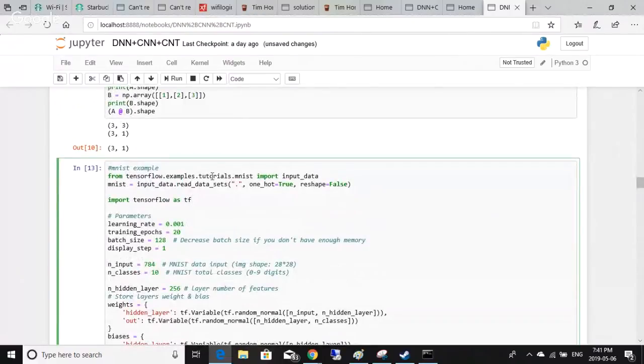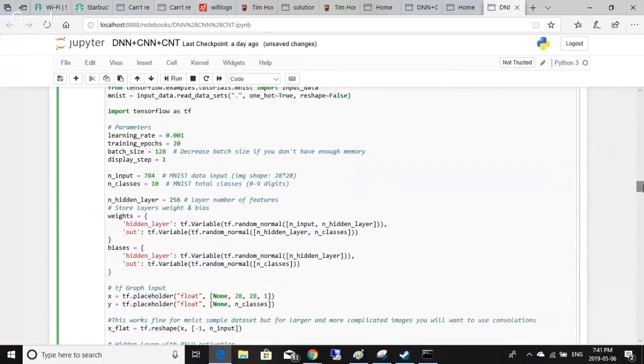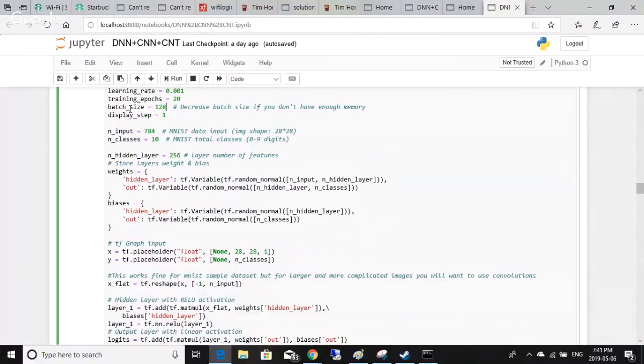Okay, so in this example, these are handwritten digits coming from this data set. This is one of my favorite test examples for a lot of researchers. Batch size 128 decreases if you have small memory. If your computer has really small memory allotments, you can decrease the batch size. Okay, so that's the number of inputs.